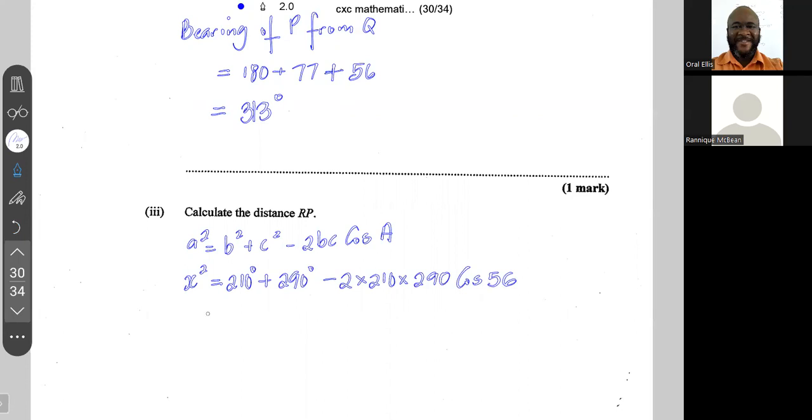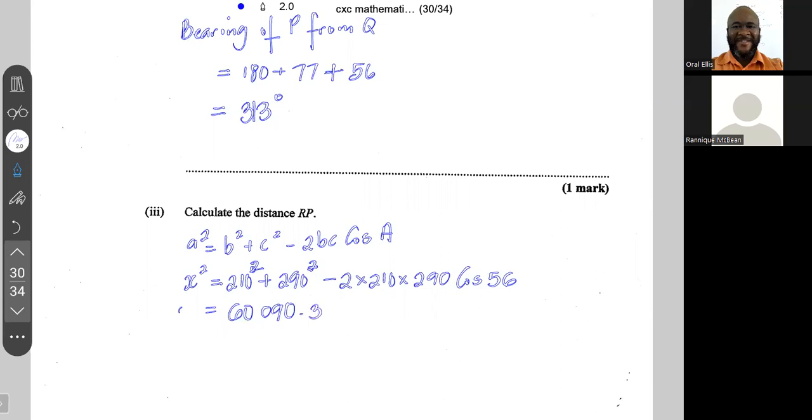All right. Now, I often just tell students to put this in a calculator and press equal. I made a slight error. This should be squared. So it's 210 squared plus 290 squared minus 2 times 210 times 290, the cosine of the angle between them, which is 56 degrees, close bracket and press equal. This is 60,090.3.